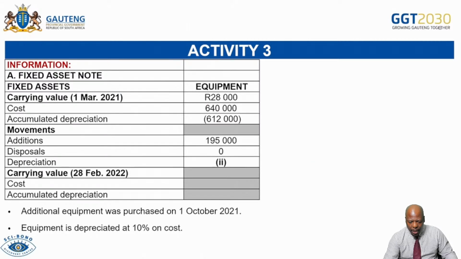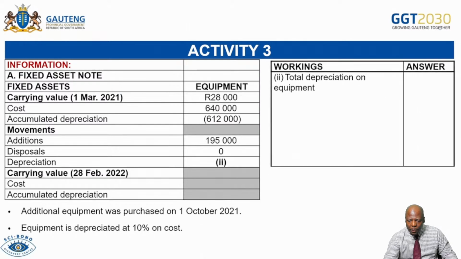The next one: calculate the total depreciation on equipment. Remember, we calculate for sold, old, new. Additional equipment was purchased. That's the new. Equipment is depreciated at 10% on cost. And we don't have the sold. So let's start with our old.